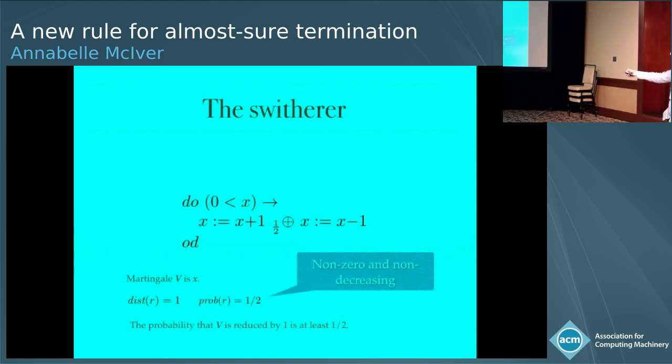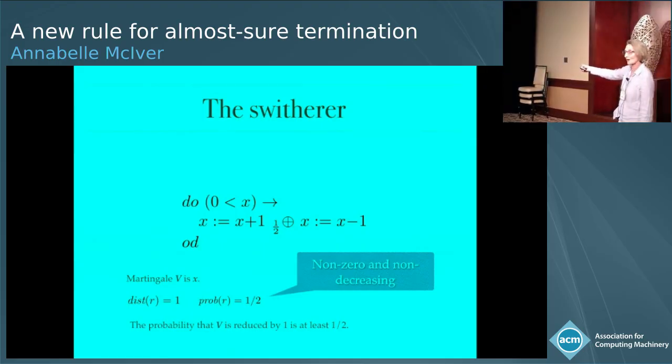So here is the one-dimensional random walk. We've already seen that the martingale is going to be x. The dist function, so for any real, that's going to be 1. Why? Because the change in the super martingale is always at least 1, because it either increases or decreases by 1. Secondly, the probability that the super martingale changes by at least 1 is always a half. And you can see clearly that these are non-increasing, and also you can see just by informal inspection that the super martingale changes by at least a half. The probability that it changes by at least a half is a half. So it's quite easy to show that this does terminate.